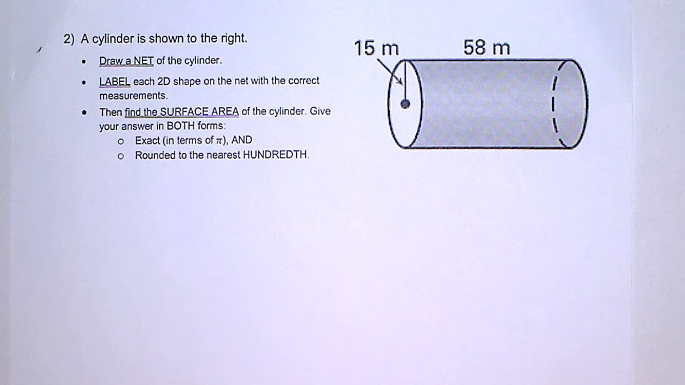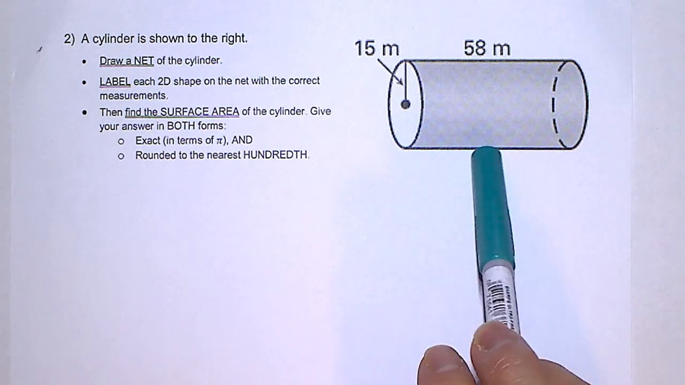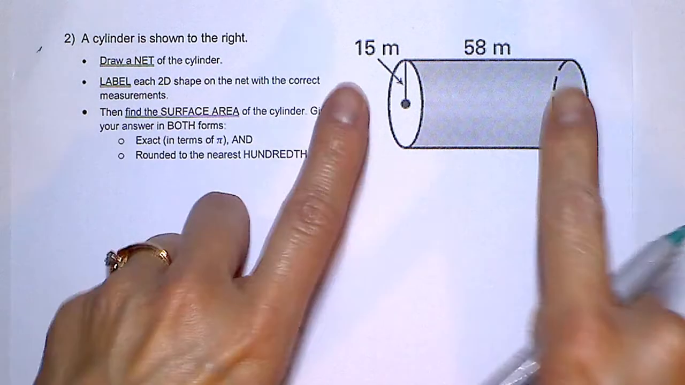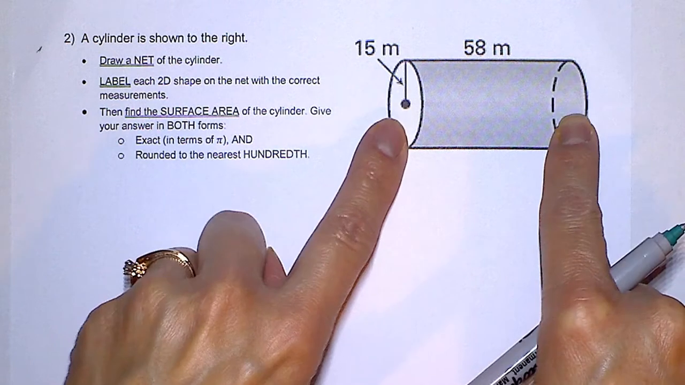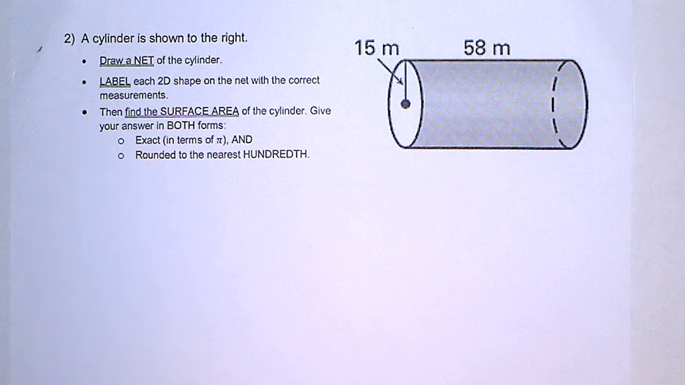Now let's try example 2 from Unit 7, Lesson D. We are going to find the surface area of this cylinder shown right here. Now, the first thing we want to do is draw a net. So keep in mind, we talked about a cylinder has two circles on the side, and this curved part, this lateral edge, is a rectangle.